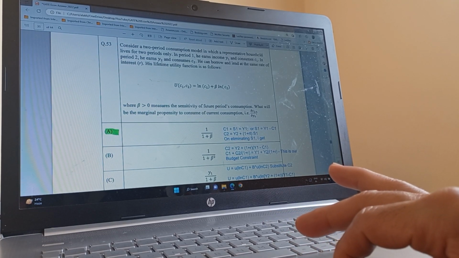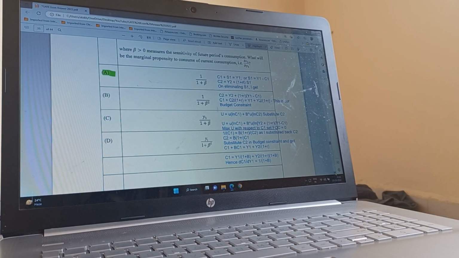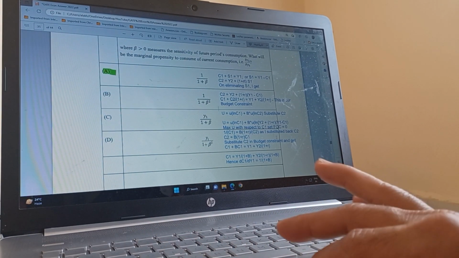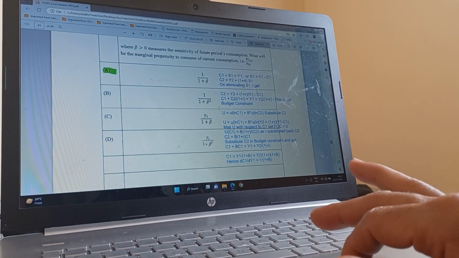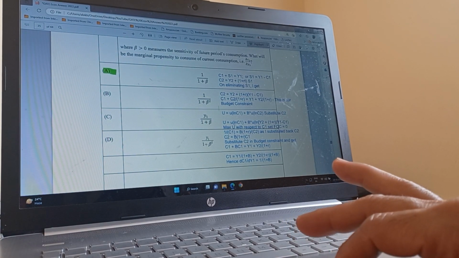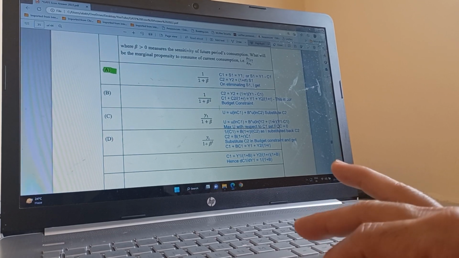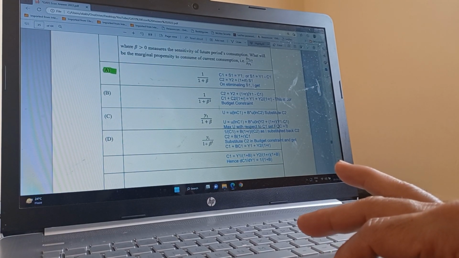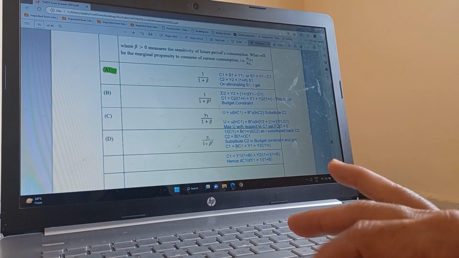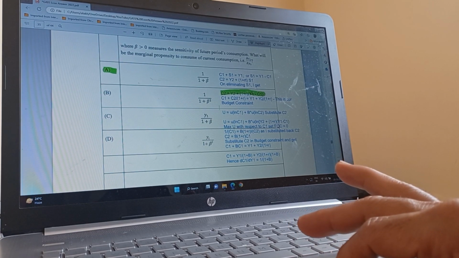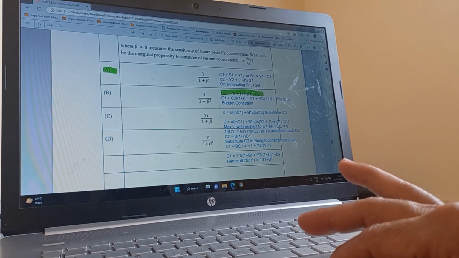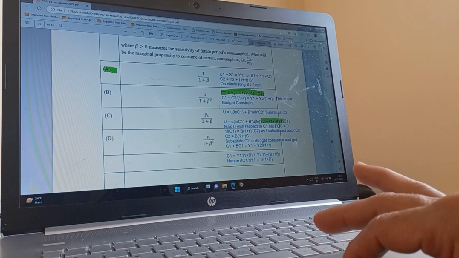Now the utility function is given as U equal to ln C1 plus beta times ln C2. So substitute this C2 value so that we get it in terms of C1. So I get U equal to ln C1 plus beta times ln of [Y2 plus (1 plus R) times (Y1 minus C1)]. It is this one, no? This C2 value I substituted here. Okay, so these two I substituted.